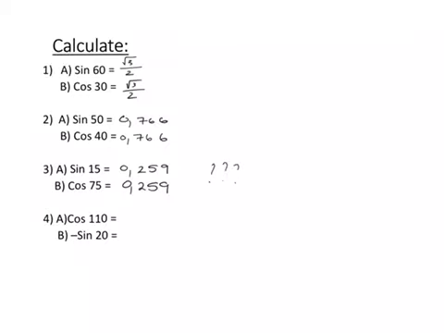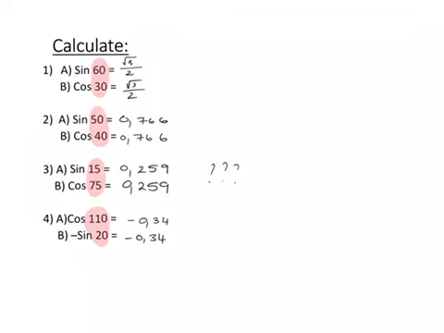Cos 110 is negative 0,34. And negative sine of 20 is also negative 0,34. So let's try and figure out what on earth is going on here. If I were to show you something here, what is common amongst all of these?